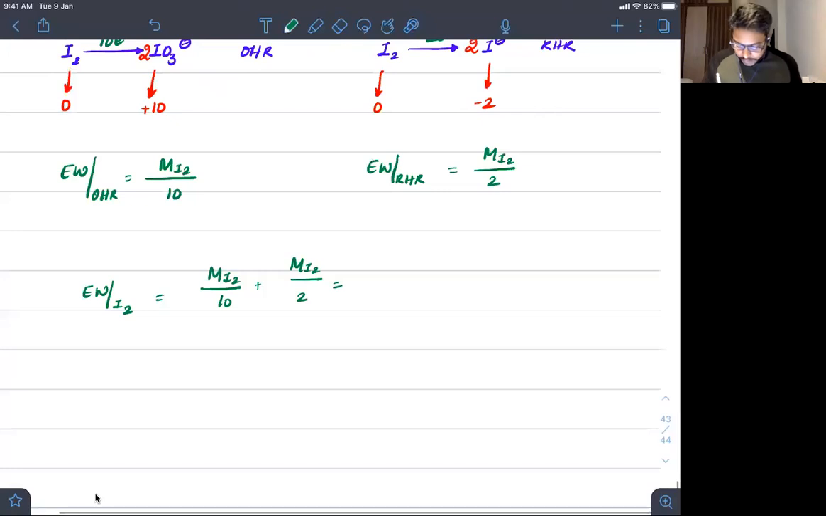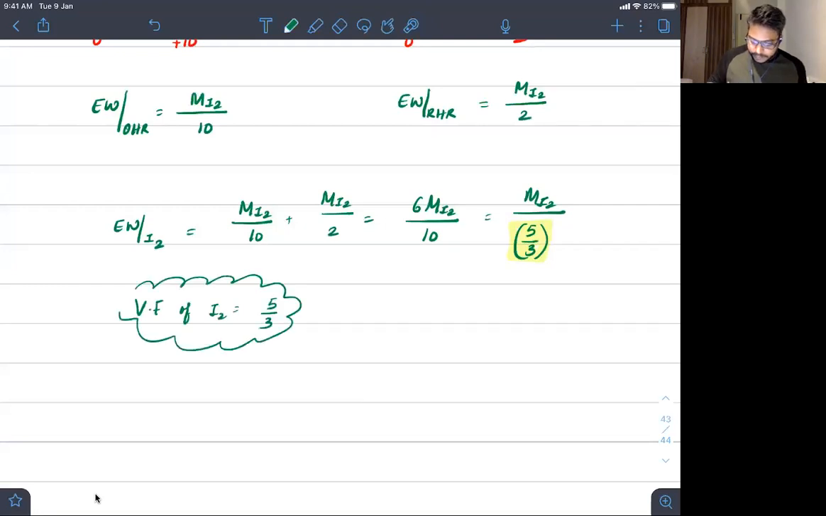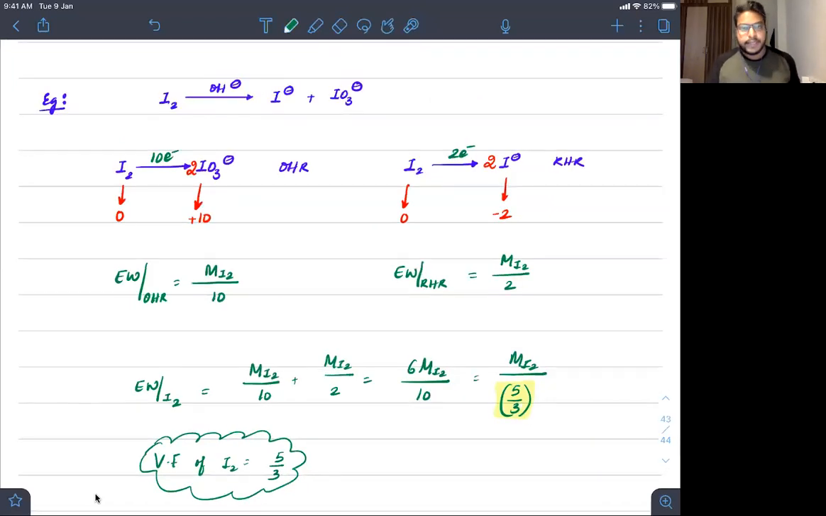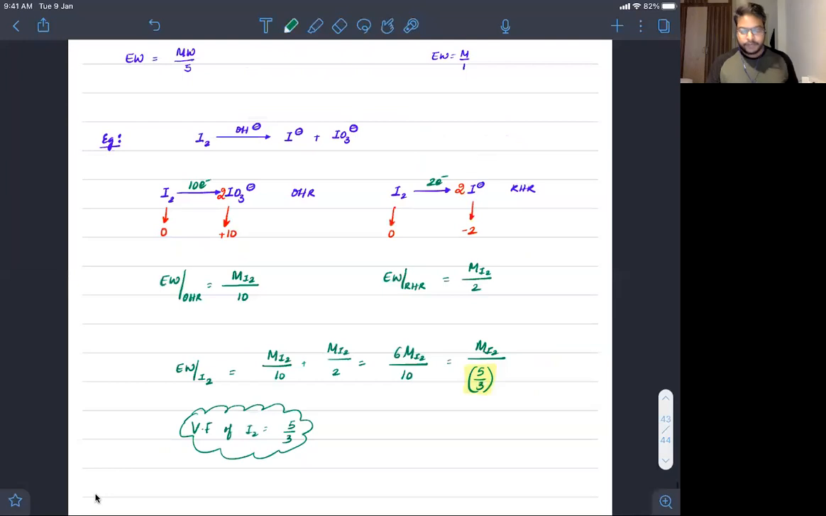So if we do that, we are getting this as 6 Mi2 divided by 10, which is Mi2, that is molar mass of I2, divided by 5 by 3. So I hope now you understood the valency factor for I2. The valency factor of I2 is 5 by 3. It is coming out to be a fraction. So that's why it is important to calculate the equivalent weight in a disproportionation reaction. In disproportionation, calculate OHR separately, calculate RHR separately, then add both. That way you will get the overall molecule's equivalent weight. Make a note, everyone.